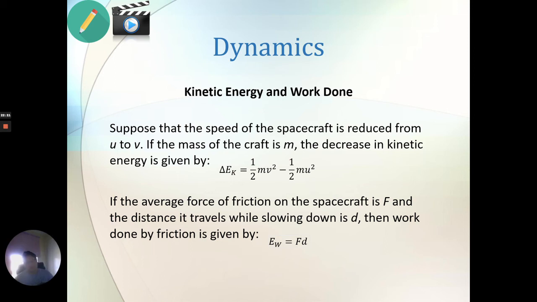What we can do if we want to, though, is figure out how much work was done by friction to slow us down. Because the work done by friction is the change in energy. And however far our spacecraft travelled in that time period, as it slowed from one speed to the other, that's the distance it travelled, and then we could use E equals Fd to find the force of friction being applied over that entire journey.